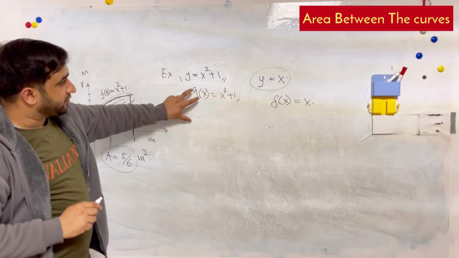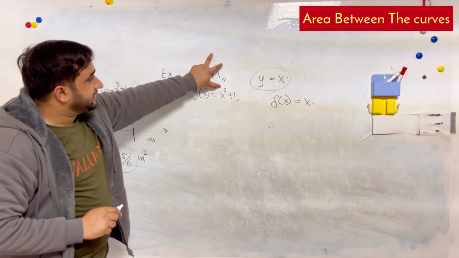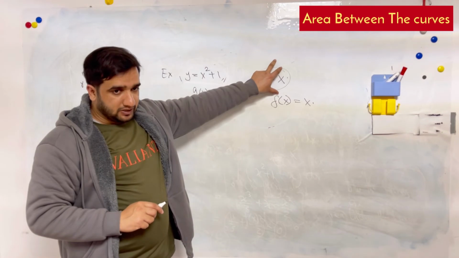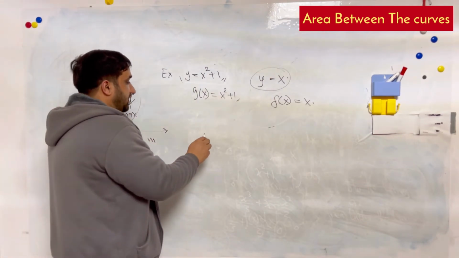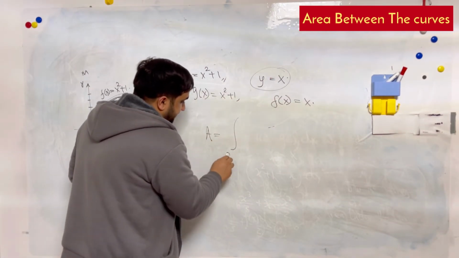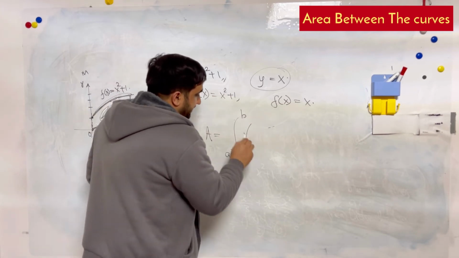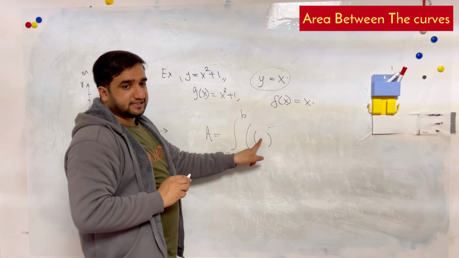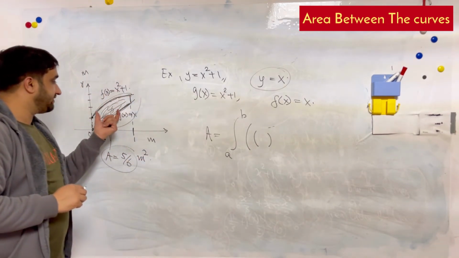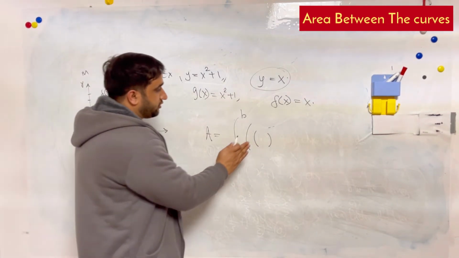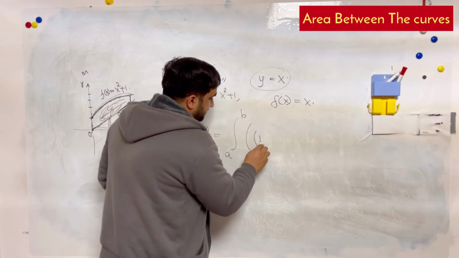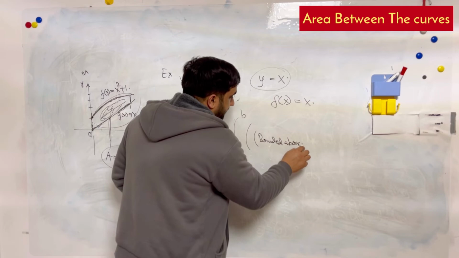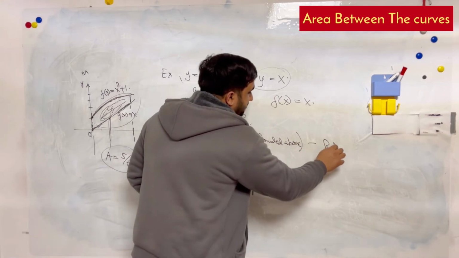Now the information was given to you that this function is bounded above and this function is bounded below. According to the formula, the area between the curves is always written like this: here you will put the function which is bounded, which is covering the region from the upside. So whatever the name of the function is, here you will put the bounded above function, minus the bounded below function.